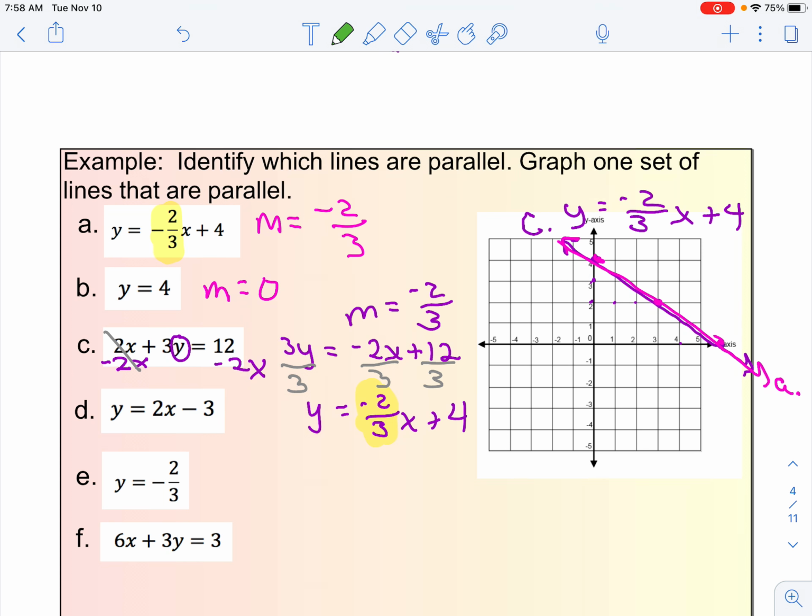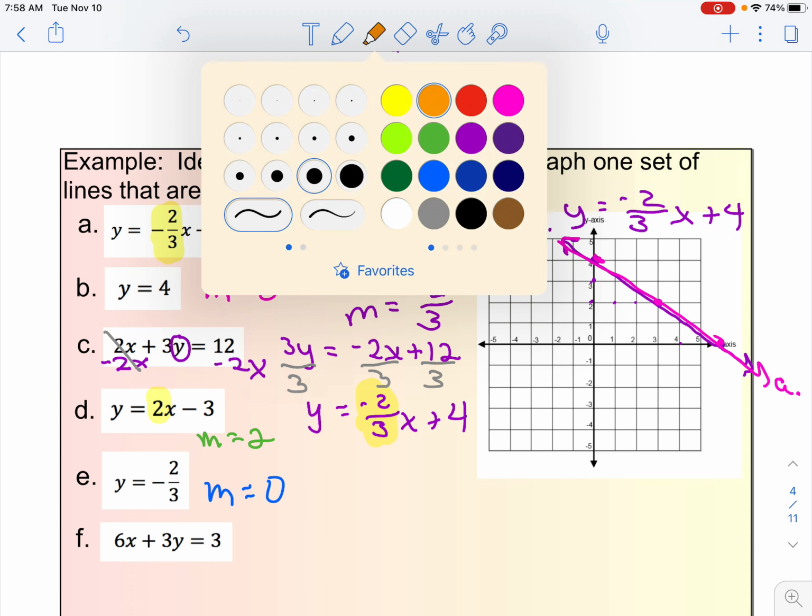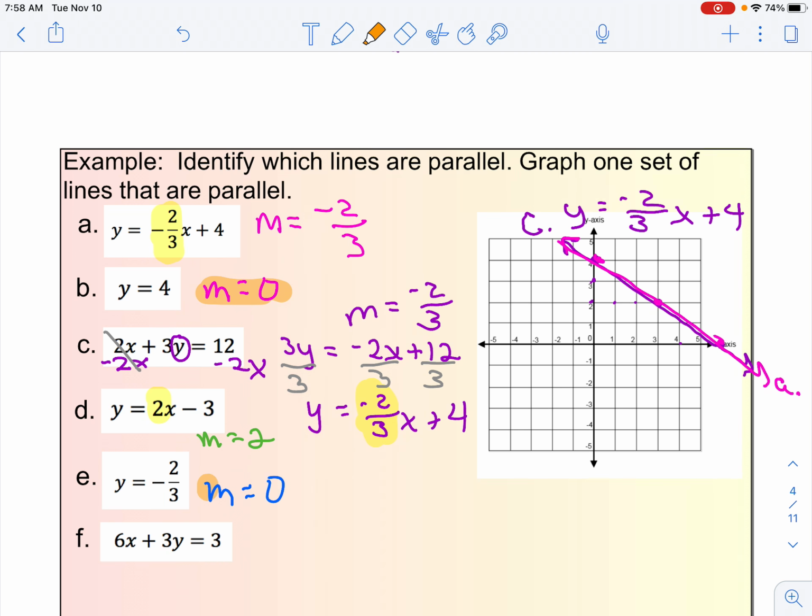See if we have another slope of 0. This slope is 2. So again, this is a slope of 2. And this, again, is just a y equals line, so it just has a y-intercept. So this is going to be a slope of 0. Oh, now we have another matching pair right here. We have two lines with a slope of 0.